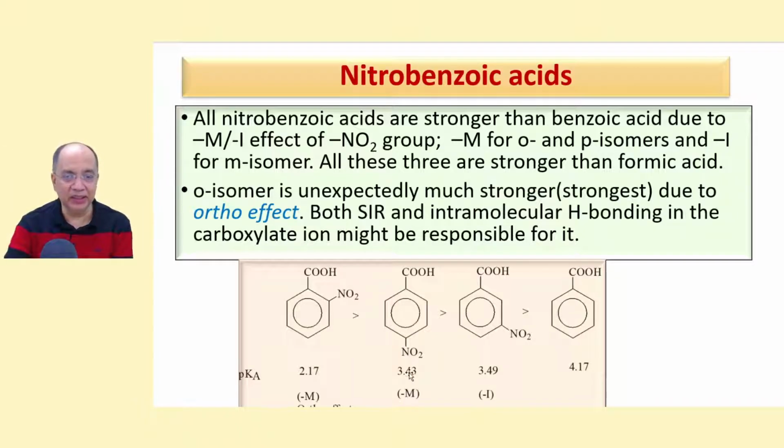Right? Then para and ortho, there is a minus M effect. So both of them are stronger. Had there been no ortho effect, then also these two would have been stronger than meta, which has only minus I, then benzoic acid. And ortho nitrobenzoic acid is strongest, unusually stronger because of the additional ortho effect.